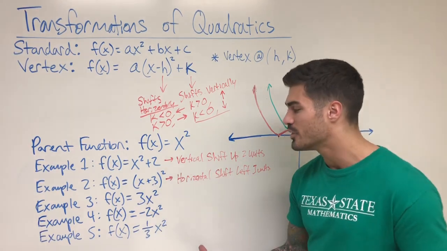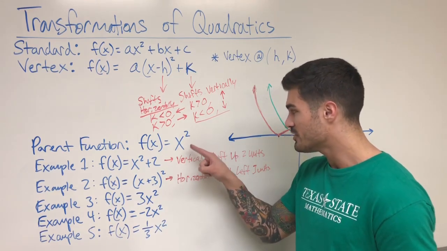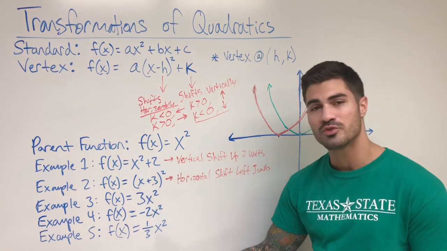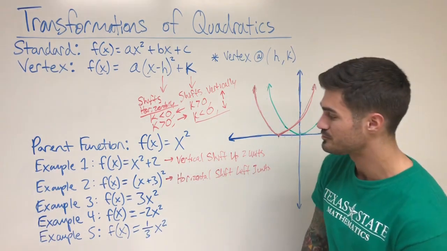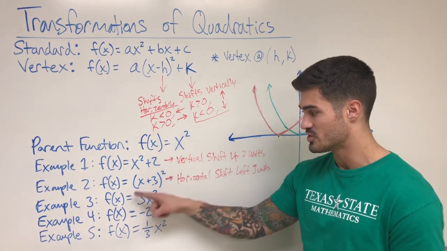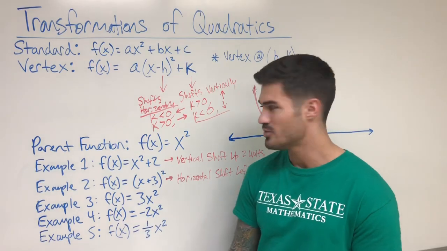Now we have 3x squared. So now what's happening? Well, we're plugging in for x, and whatever's being plugged in for x is being squared, but in this case it's being multiplied by 3, okay? So really what we have is all our outputs are 3 times what they normally are, right? Before we had x squared, now we have 3x squared. So what do you think is going to happen?